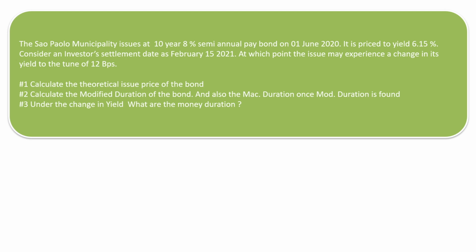Calculate the theoretical price of the bond. Calculate the modified duration of the bond and also the Mac duration of the bond once the modified duration is found. And under the change in yield, what is the money duration? Okay, so again, as before, as I always advocate, please do draw your timelines, and that should help in solving the problems faster.